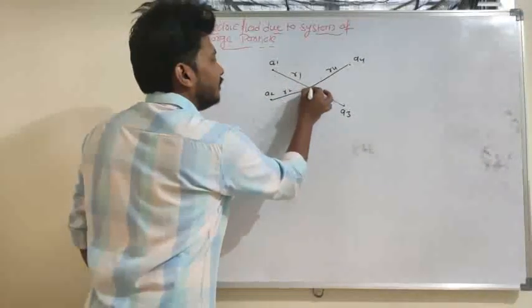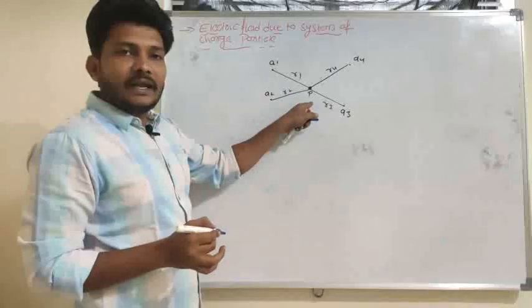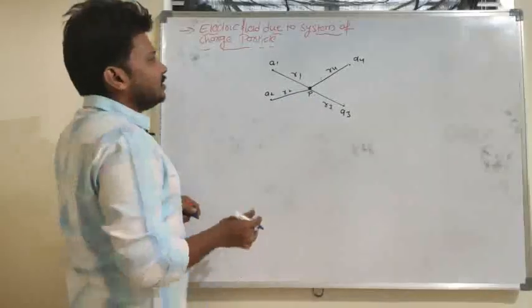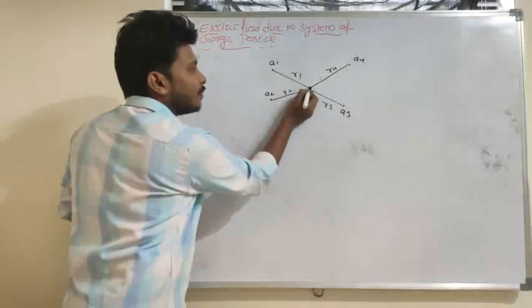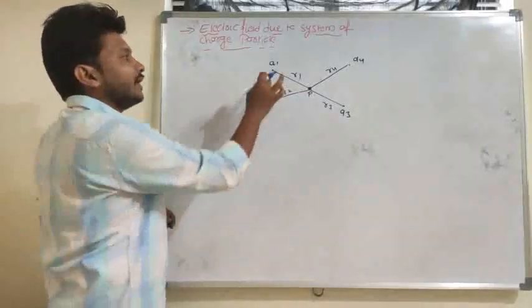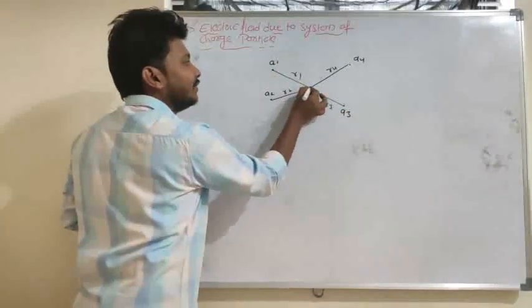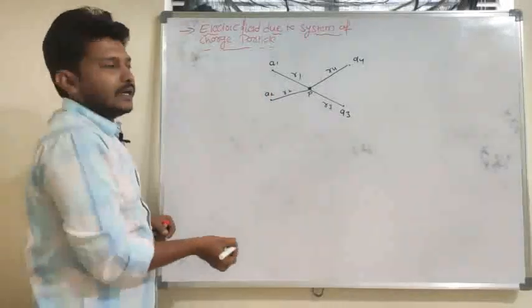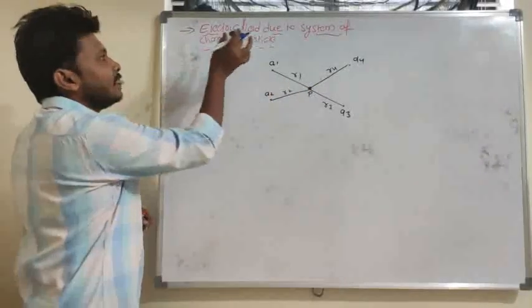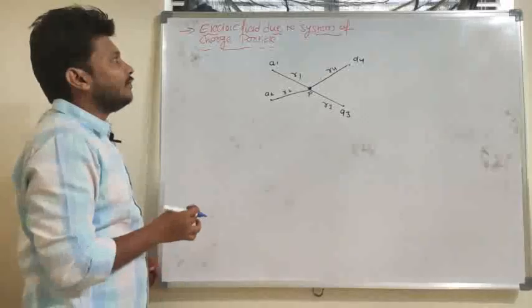Now I would like to consider what is the total electric field at this point P. So the electric field at point P is equal to the vector sum of all the electric fields due to the individual charges at that point. So that is the electric field due to a system of charges.